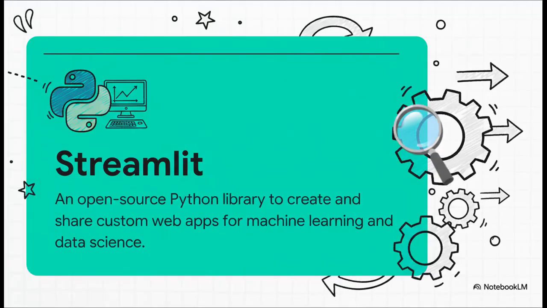So what is it officially? Well, Streamlit is an open-source Python library, and it was designed with one very specific goal in mind: make it ridiculously easy to create and share good-looking custom web apps, especially for machine learning and data science projects. It's all about speed and letting you focus on the data, not the web development.